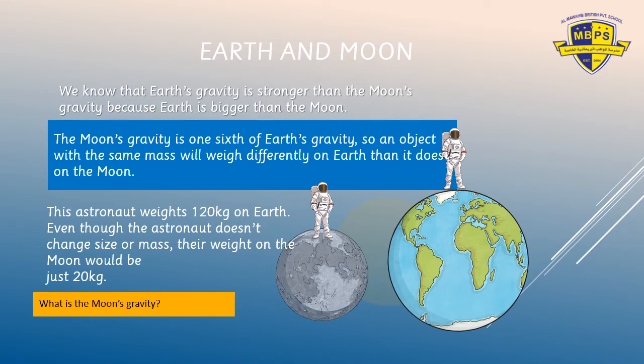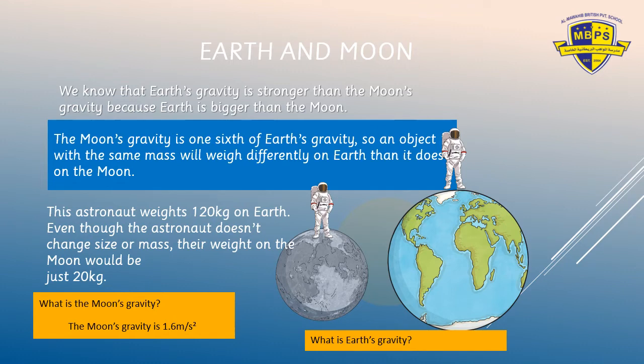What is the Moon's gravity? Moon's gravity is 1/6 of the Earth's. What is the Earth's gravity? It is 9.8 meters per second square.